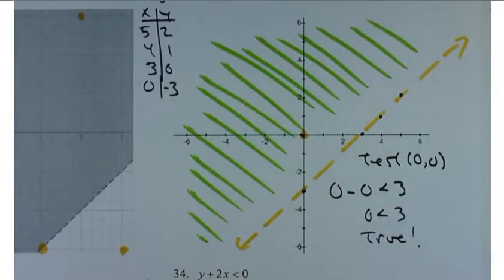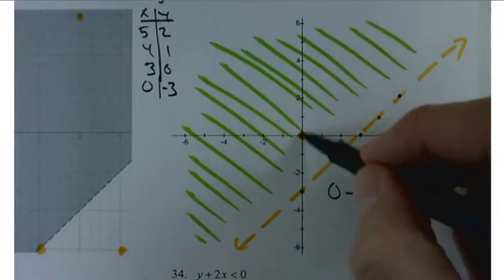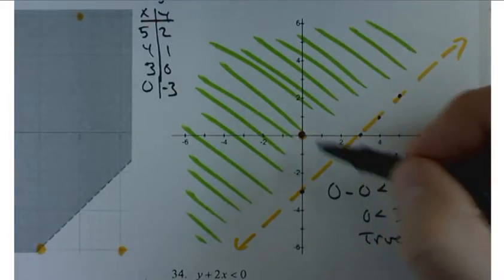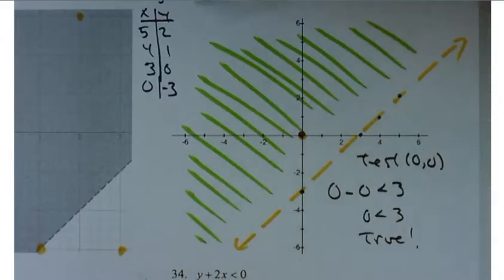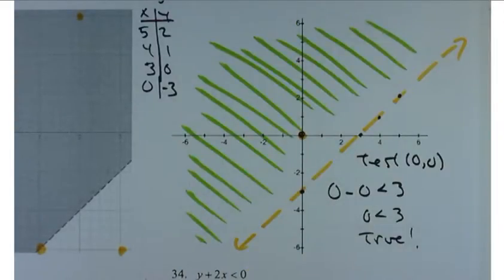Please, like I said, don't forget the shading on this. It's a big part of getting this problem completely right. So since it was true, why did he shade this side? Because this side is where the point was. This point satisfied the inequality. So all the points over here are going to satisfy the inequality. Once you test one, you know what happens for all the points on that side of the line.